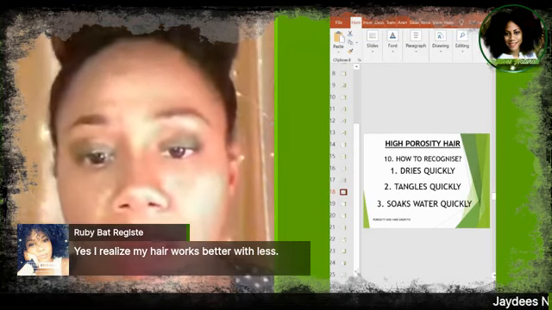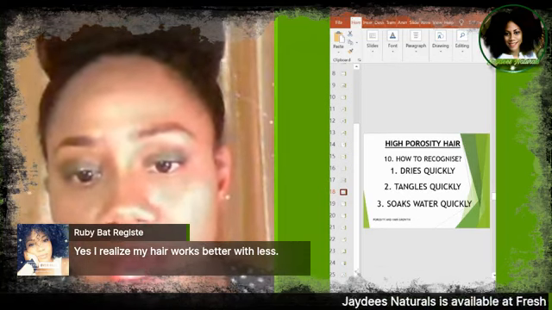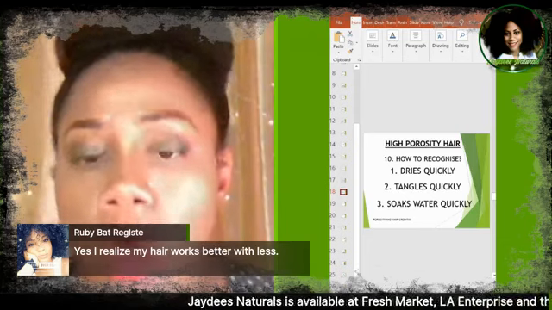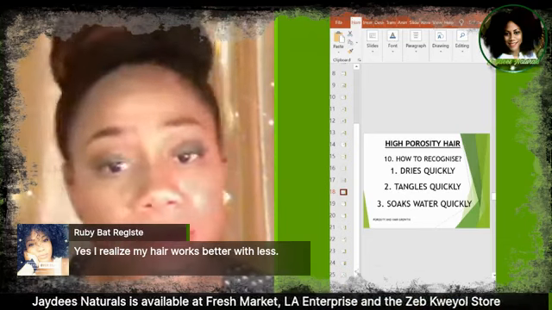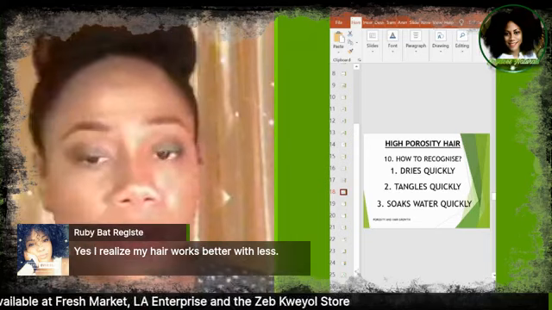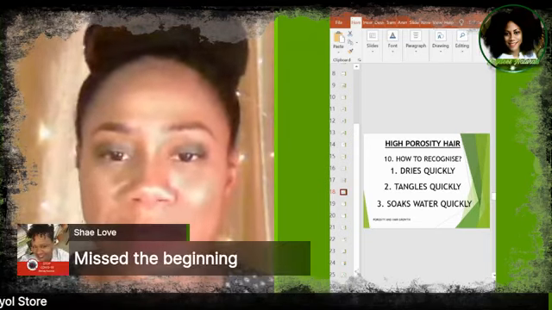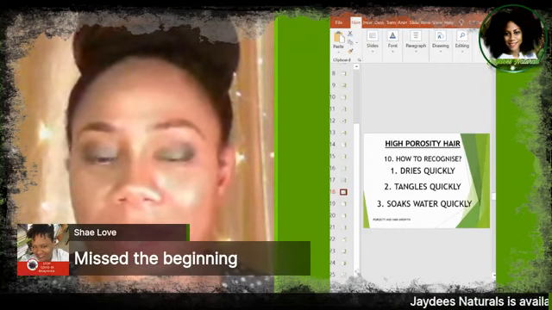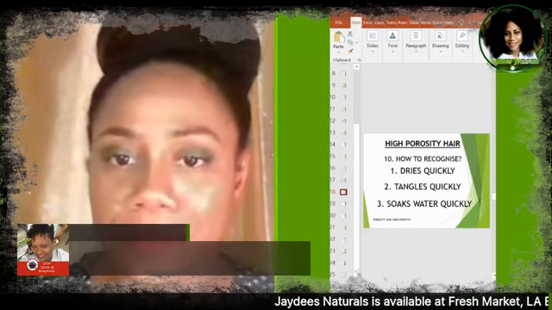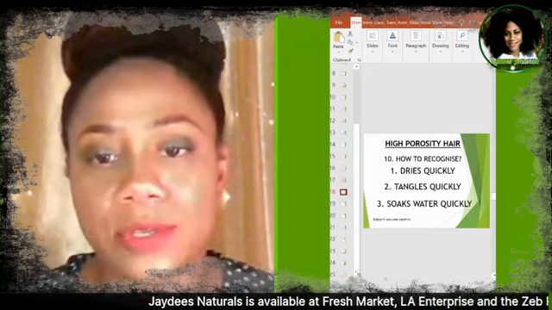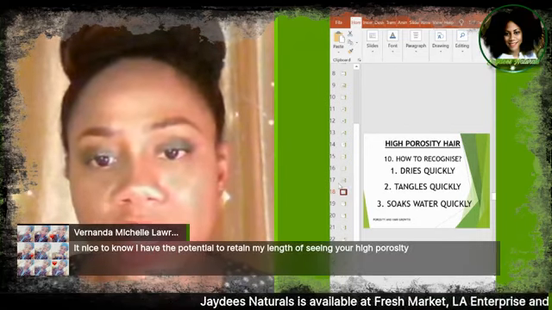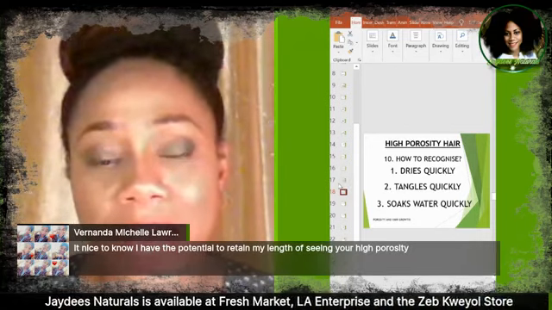So yeah, that's one way to identify low porosity hair. Oh, okay, I will share. This live will be available when we're done, so you can just go back and have a look at it. Sheila said she missed the beginning, so you can go ahead and look at the live afterwards. All right. Fernanda said it's nice to know she has the potential to retain her length with high porosity hair.